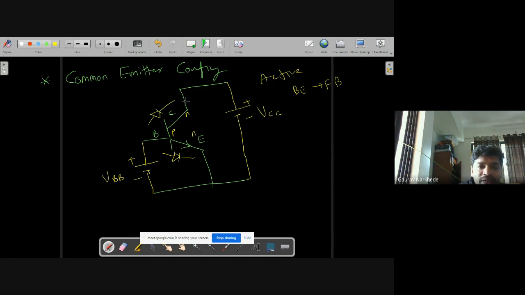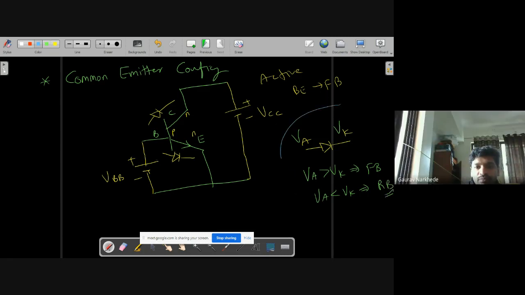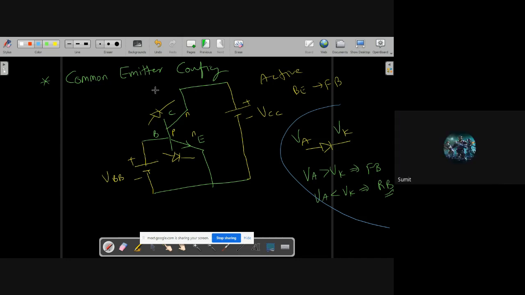One more concept I will tell. This is a diode, right? This is anode, this is cathode. Let us say that voltage at anode is VA and voltage at cathode is VK. Whenever voltage at anode is greater than voltage at cathode, the diode is said to be in forward bias, right? Whenever voltage at anode is less than voltage at cathode, the diode is in reverse bias. Any problem in this? Is it understood?